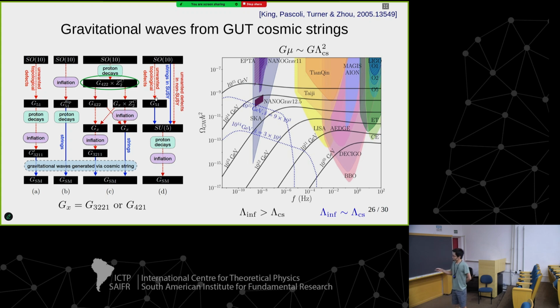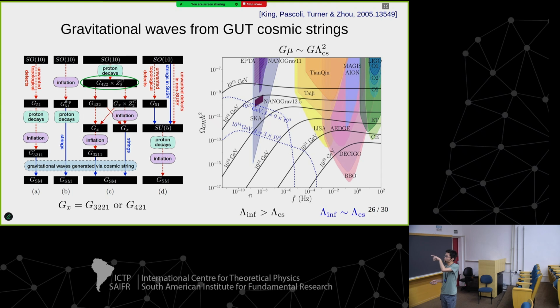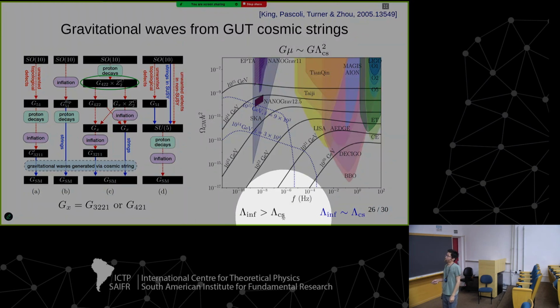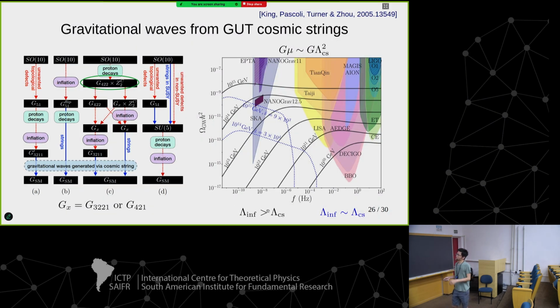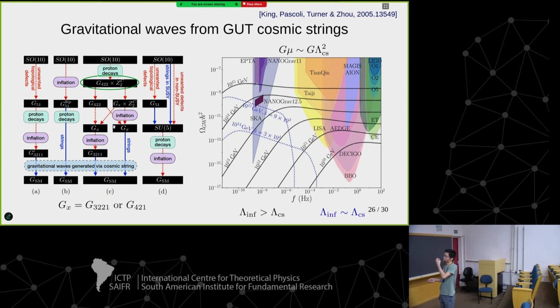So in this plot, this is the gravitational wave which is obtained. They consider two kinds of scenarios. So this is the inflationary scale. What is the inflationary scale? And then this is the so-called cosmic string scale, when they break the intermediate gauge group which contains the U1. So this is when the string is formed. This is the string scale.